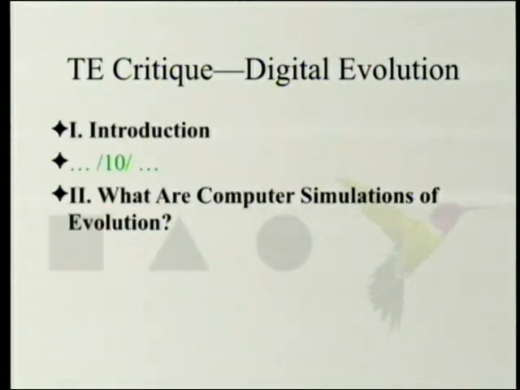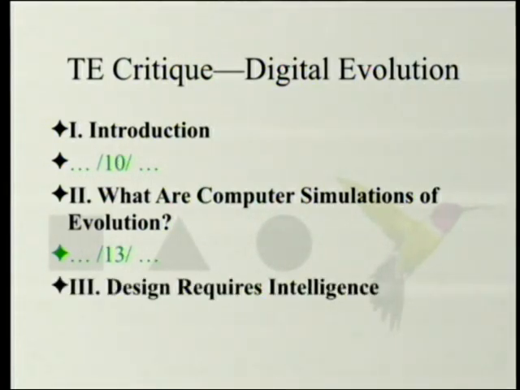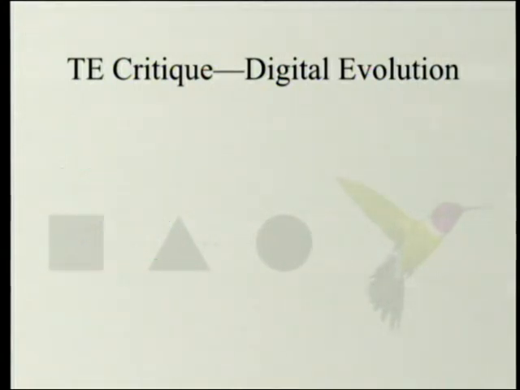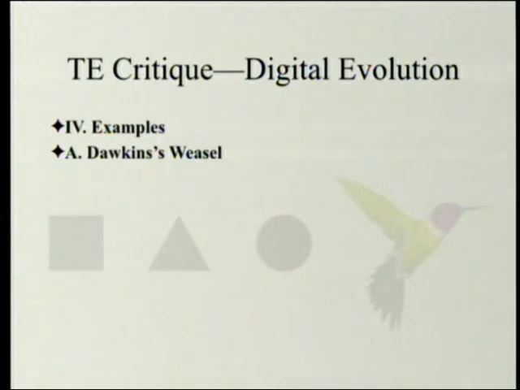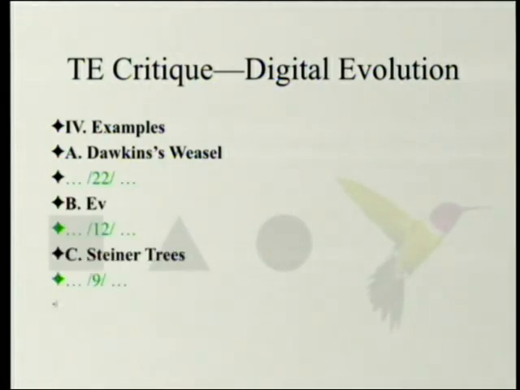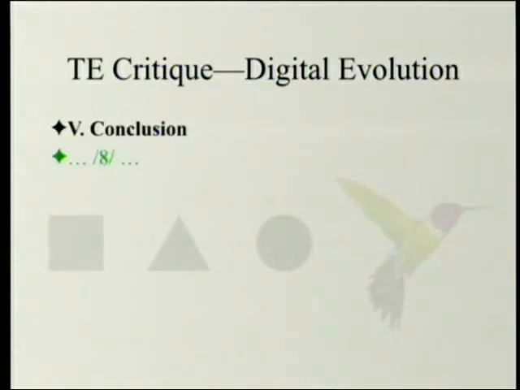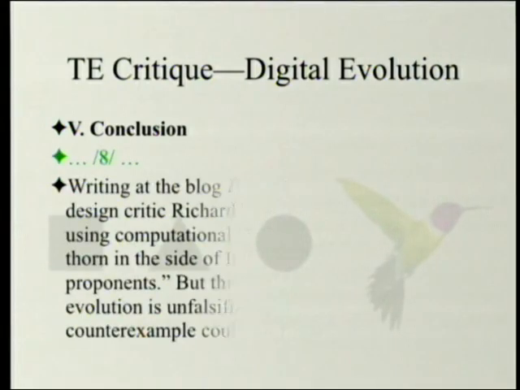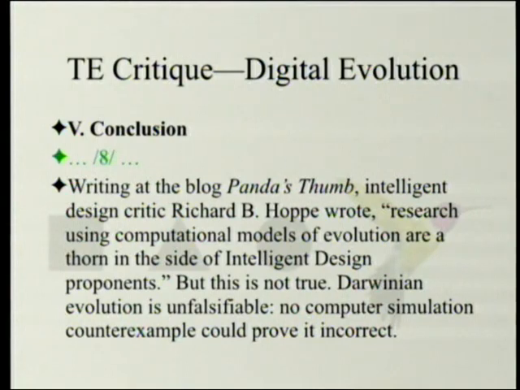And then there's an introduction with 10 paragraphs, a part two, which is what are computer simulations of evolution, so you get some idea of the background, and then his comment that design requires intelligence with supporting material, and then examples of attempted proofs of evolution, Dawkins' weasel, 22 paragraphs, EV, Steiner trees, and Avida. And then finally he has a conclusion that I'm going to skip over the first 8 paragraphs of and just read the last one. This is the first half of the last one. It's a rather long paragraph.